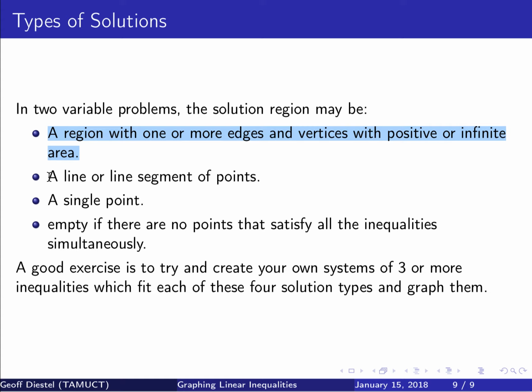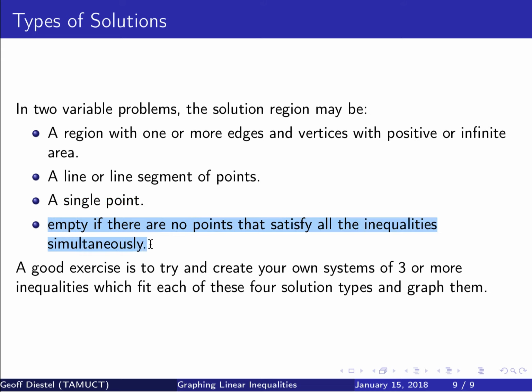Another possibility is that your set of points that satisfies the system could only be on some line or line segment of points. Or you could have a single point as the only point satisfying all the inequalities. And finally, there may be no solutions. Basically, your inequalities don't all overlap. Remember, they all have to overlap to get a solution region. If any one of them doesn't overlap with the rest, then you have no solution, or the solution region is empty. That's what we mean by this.